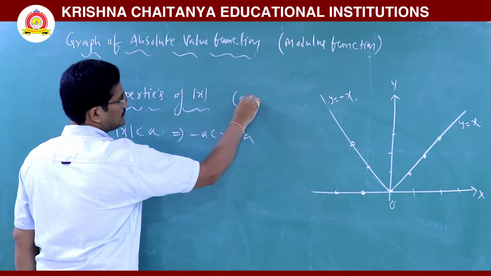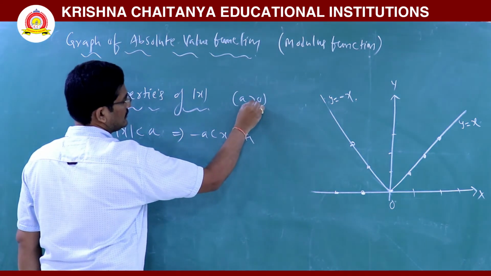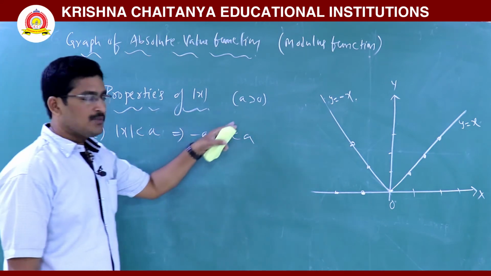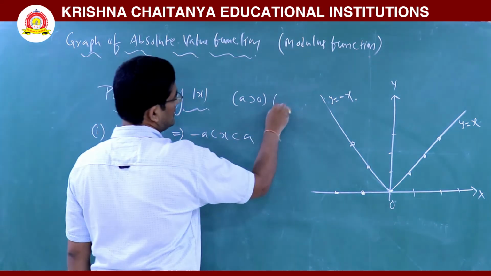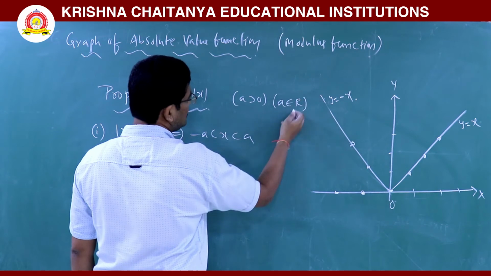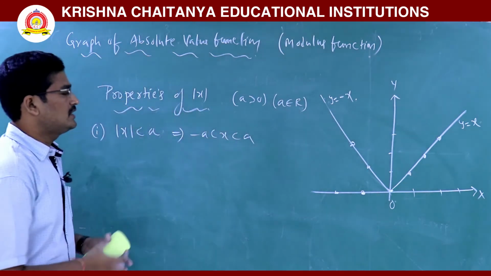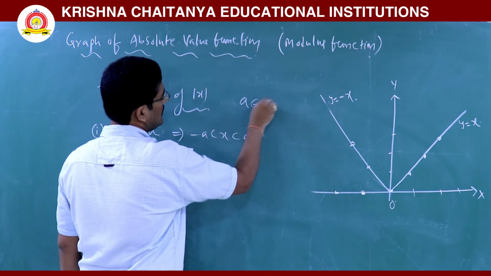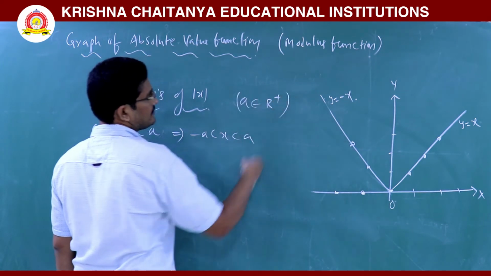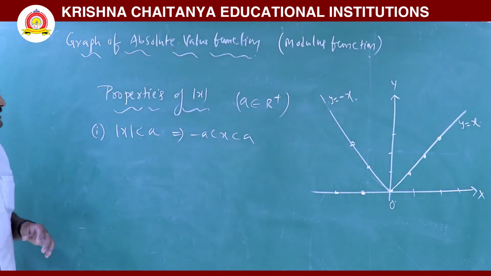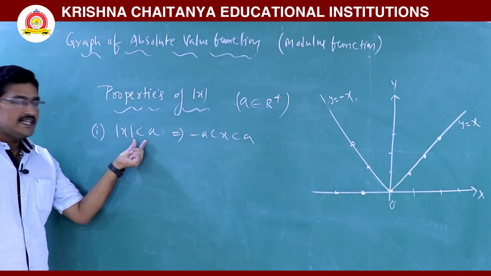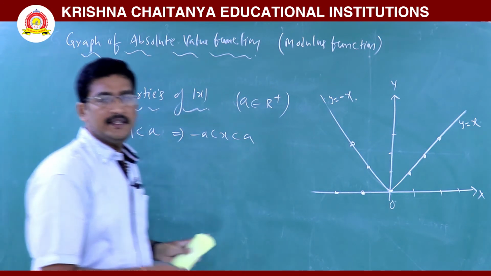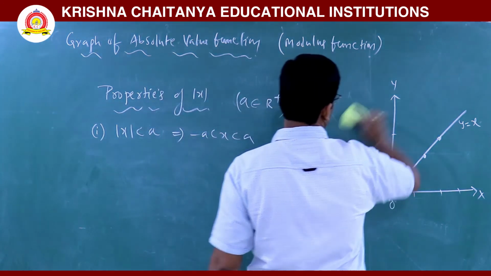Take a positive. Okay, to avoid that confusion, I am taking a as positive, belongs to R. a belongs to R, a is a real value and a is positive. Positive real value, suppose a belongs to R plus. I am taking like this. So a is positive, which is a real value. Suppose mod x less than a. Mod x less than a means x lies between minus a and plus a.